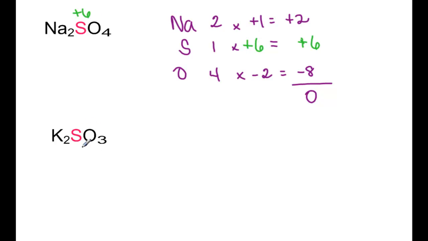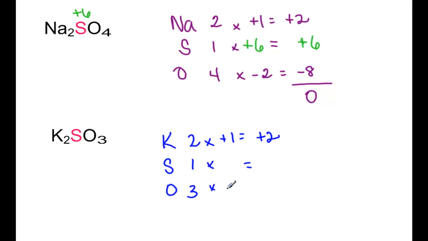Now let's look at the sulfur here in potassium sulfite. Alright, so we have K, S, and O. We have 2, 1, and 3. Alright, so potassium is a plus 1. We don't know sulfur. Oxygen is minus 2. Overall charge is 0. So our sulfur in this case must be a plus 4.